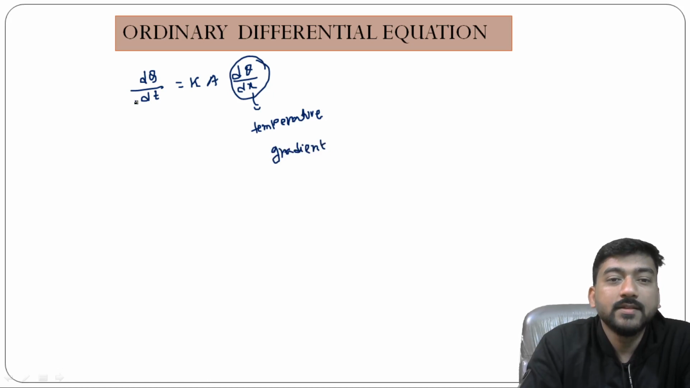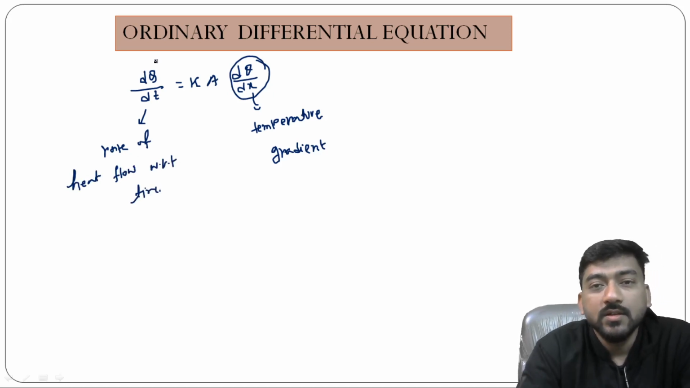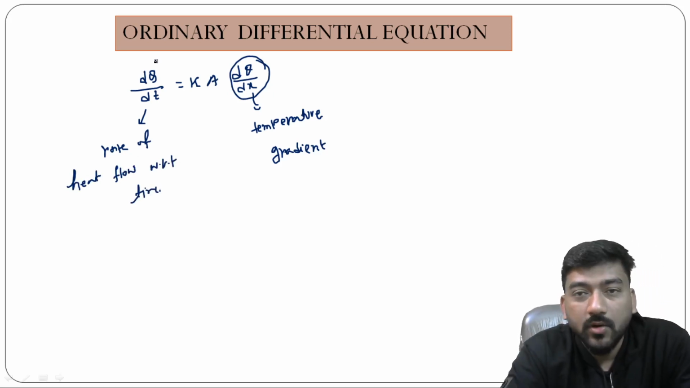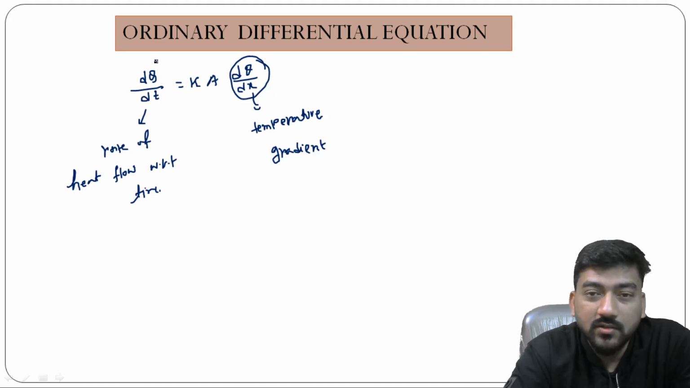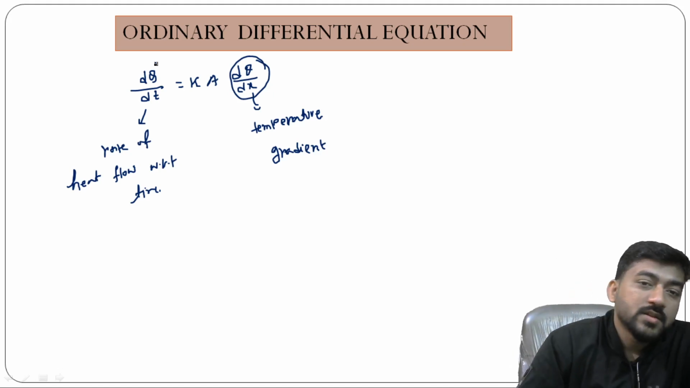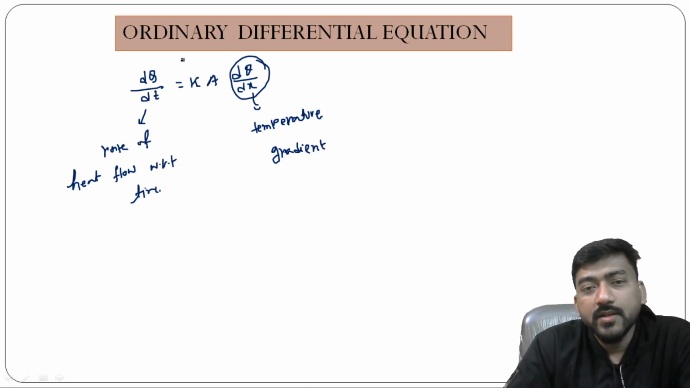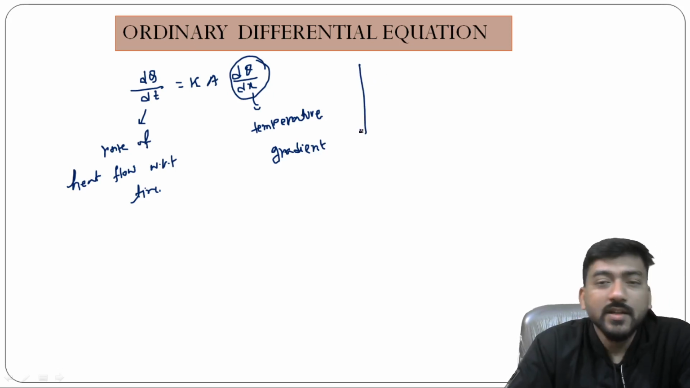Okay, and this is dQ upon dt, the rate of heat flow with respect to time. You can see here that a differential equation is involved. This is a first order differential equation. One is dQ upon dt, and dθ upon dx is also involved. K is the thermal conductivity, and A is the area of this heat conductor. Similarly, you can see these kinds of equations in electrical circuits also.